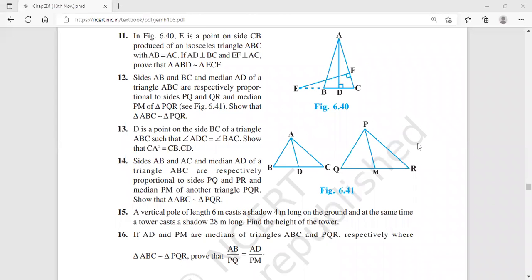Hello students. So let's continue with the exercise problems. So we were doing problems based on similarity of triangles. So let's continue with the 12th question.